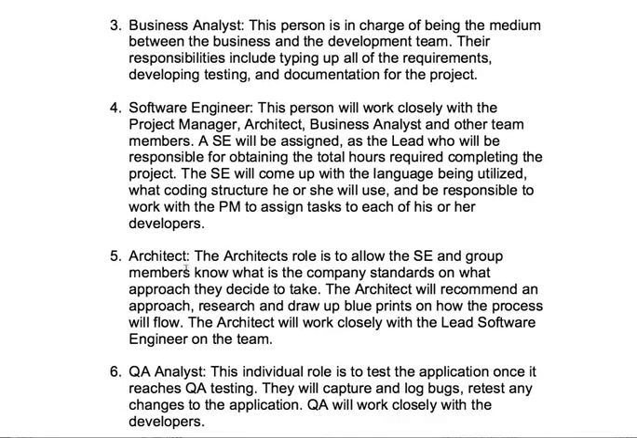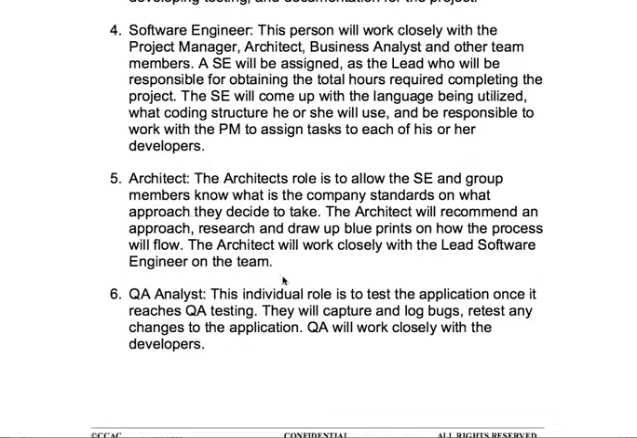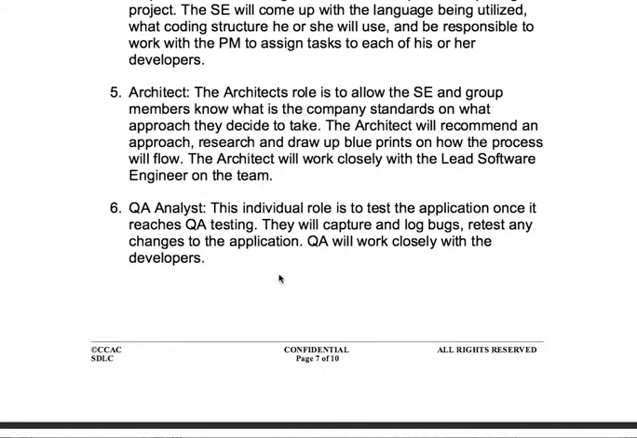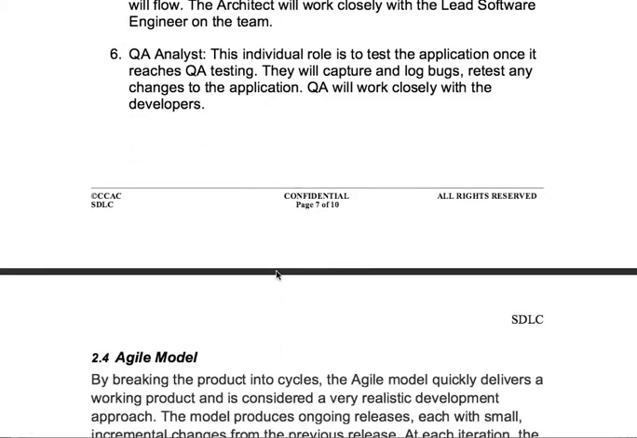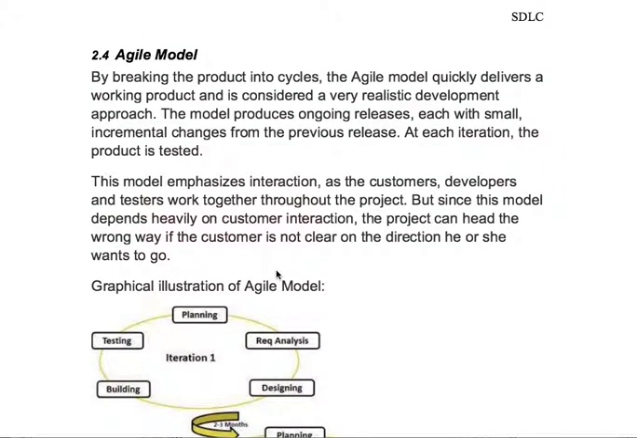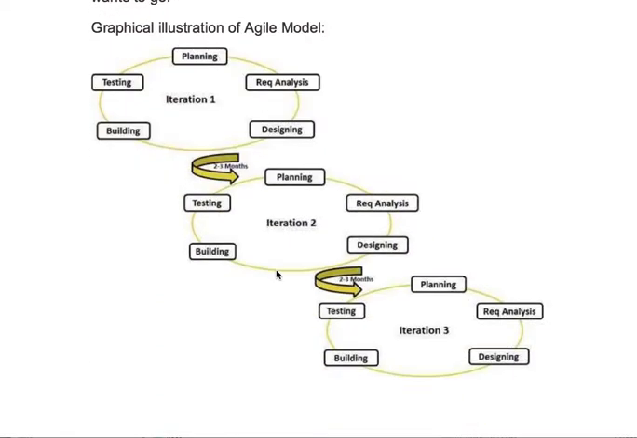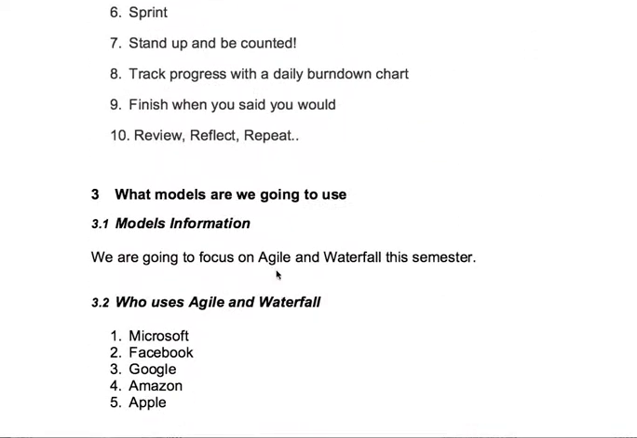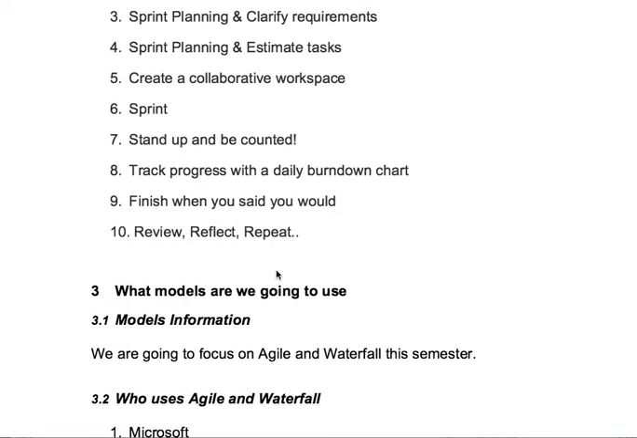And then architect, like I said, depends on how big your company is, how big your team is, how it's structured. A lot of times it's the software engineer, but in some cases it's their own person. And then QA analyst is the person that basically tests your application. So if you have any questions with that, please call me or email me and I'll explain it in greater detail. What we're going to talk about here is Agile.